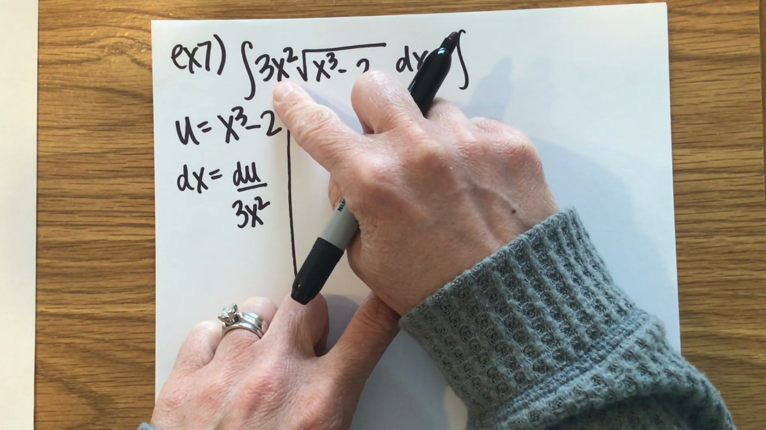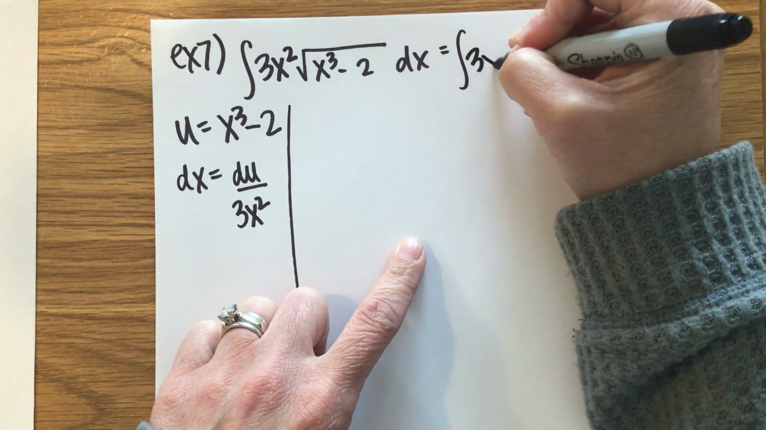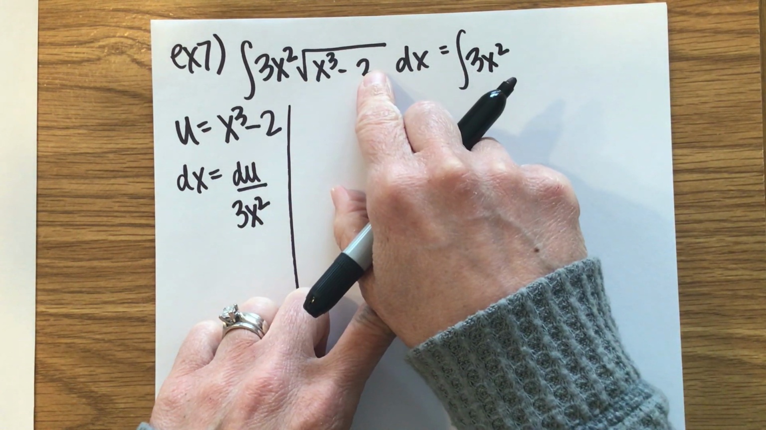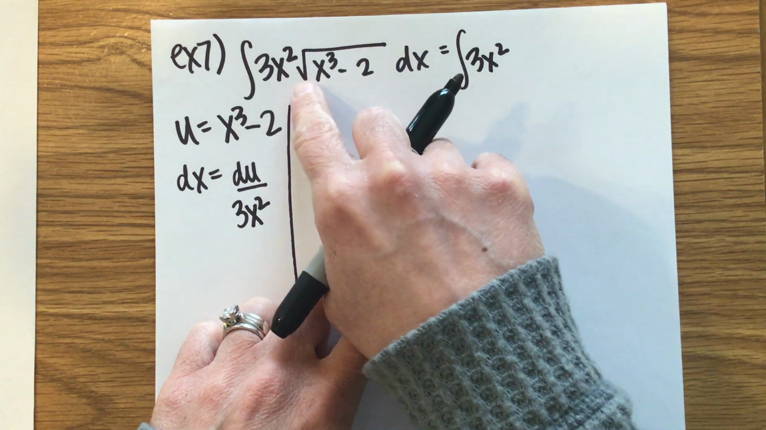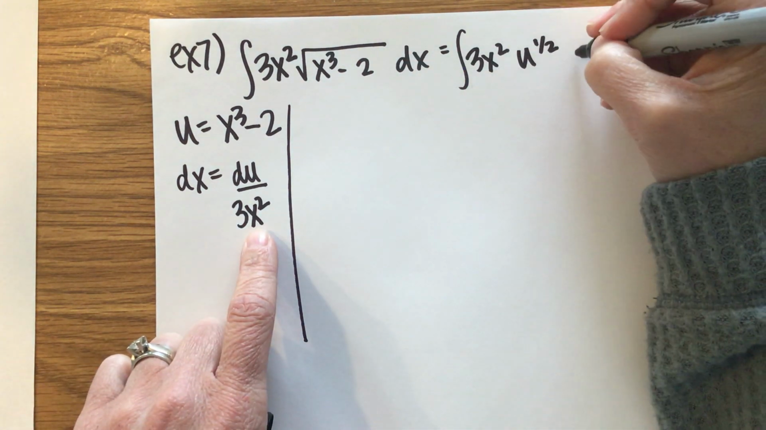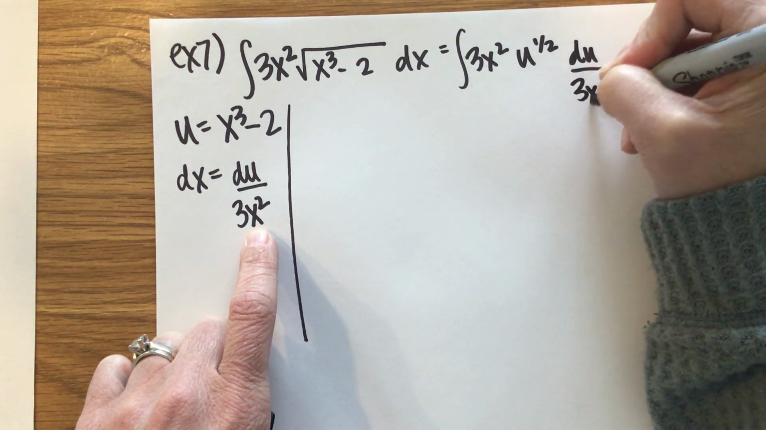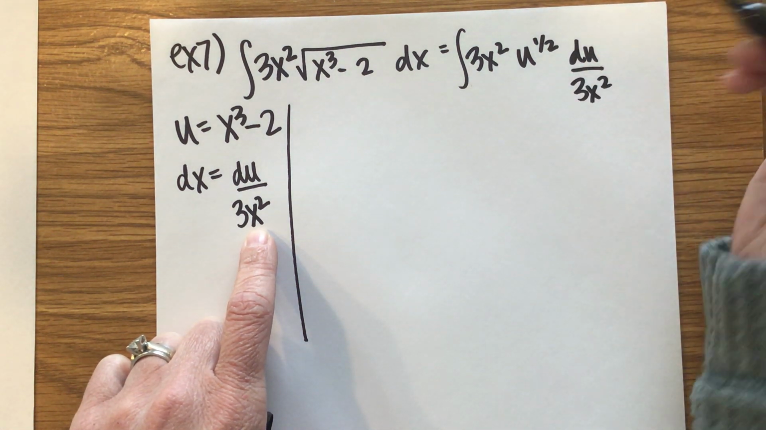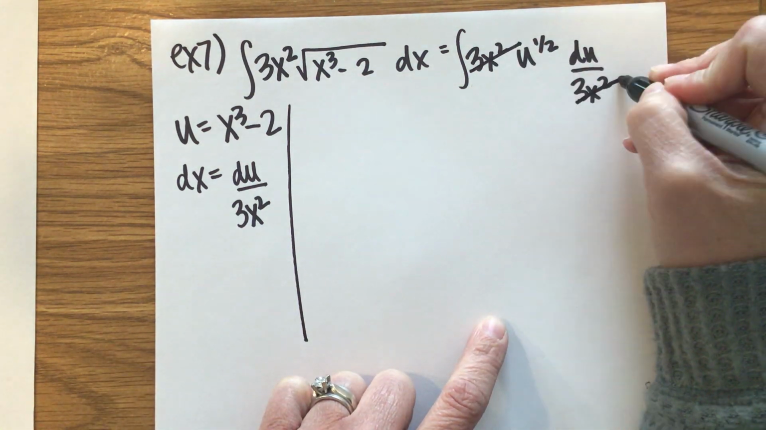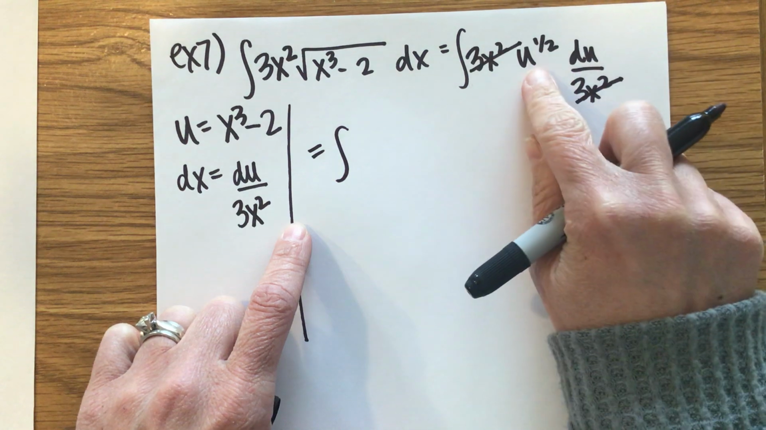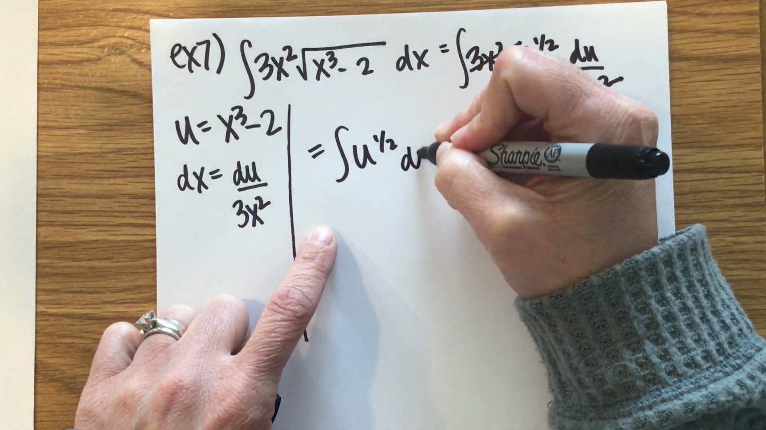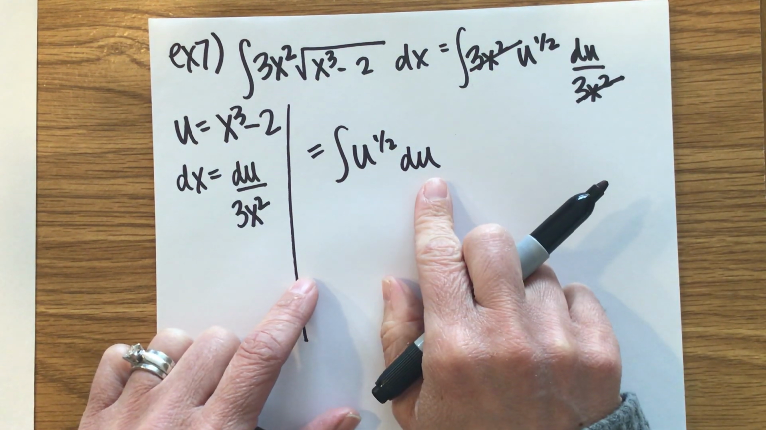So I don't have anything for this yet. So 3x squared just stays. Square root is to the half, and all of that stuff is my u, so it'll be u to the half. And then dx is out, and it's du over 3x squared. This one works out perfect. We have a 3x squared here and a 3x squared in the bottom. They'll cancel out. So I'm left with u to the half du. This is exactly what I'm looking for.